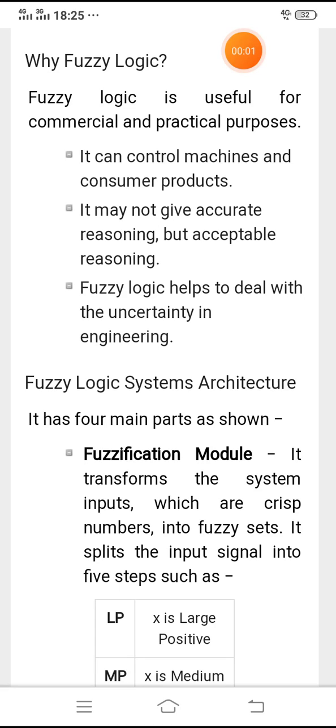Hello friends, welcome. Today we are going to learn why fuzzy logic is used and the fuzzy logic system architecture. We have already seen what fuzzy logic is and how we are implementing that fuzzy logic.